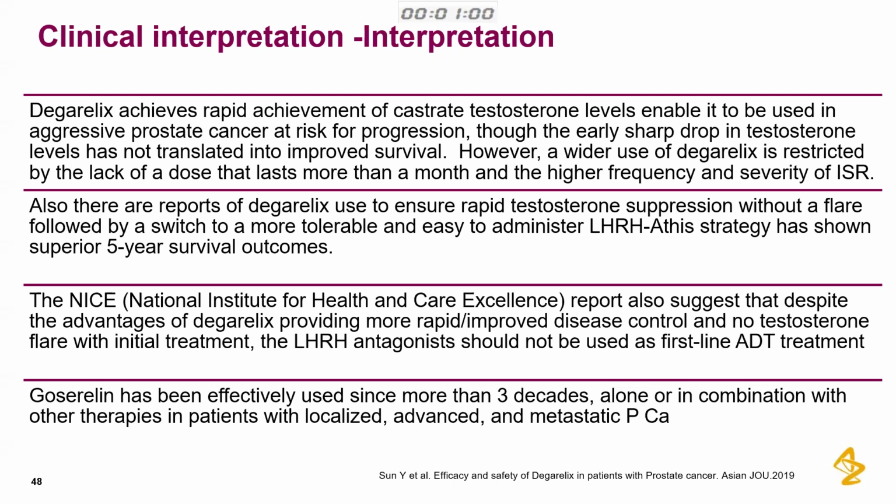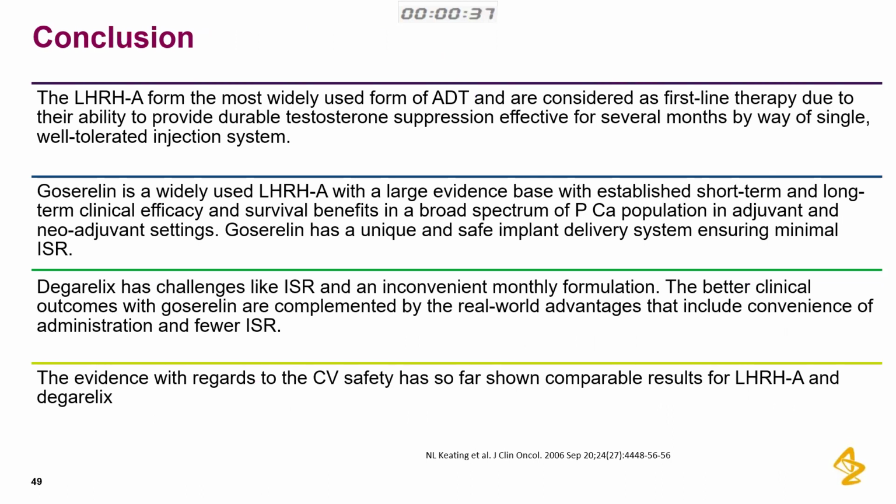So the interpretation is that we know degarelix achieves rapid castrate levels, and now we have goserelin, which has also been used for more than 3 decades, although not in combination in all settings. There are different indications for the use of both, and both have a role, and both can be combined, as we have shown that initial use of antagonists followed by agonists leads to better results.